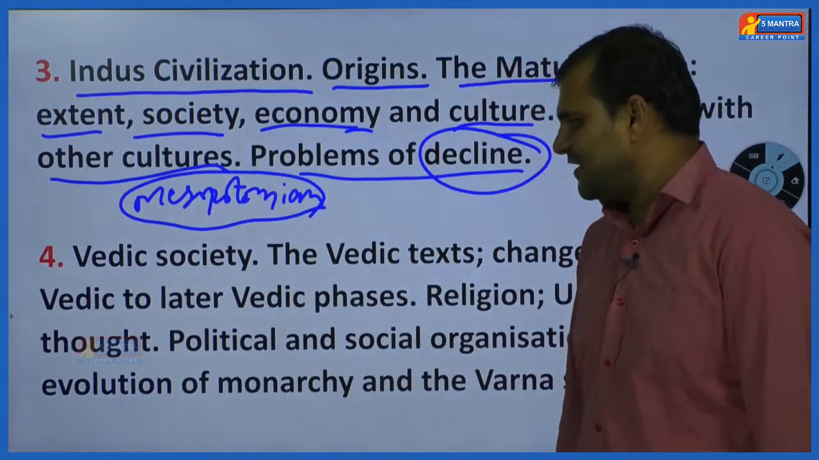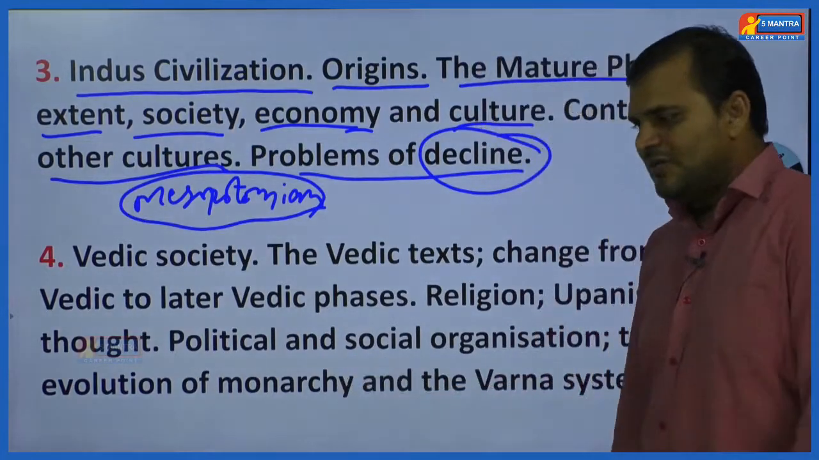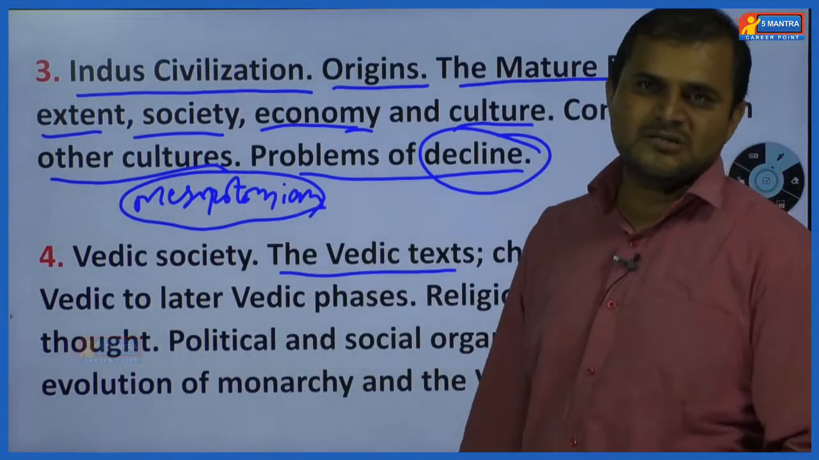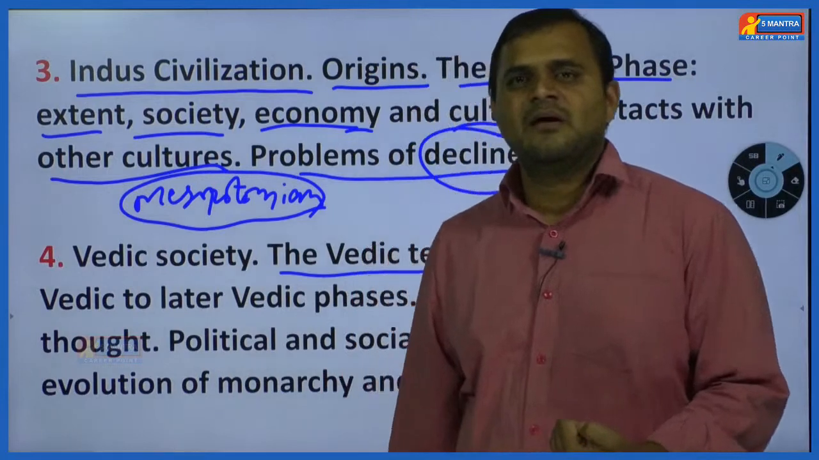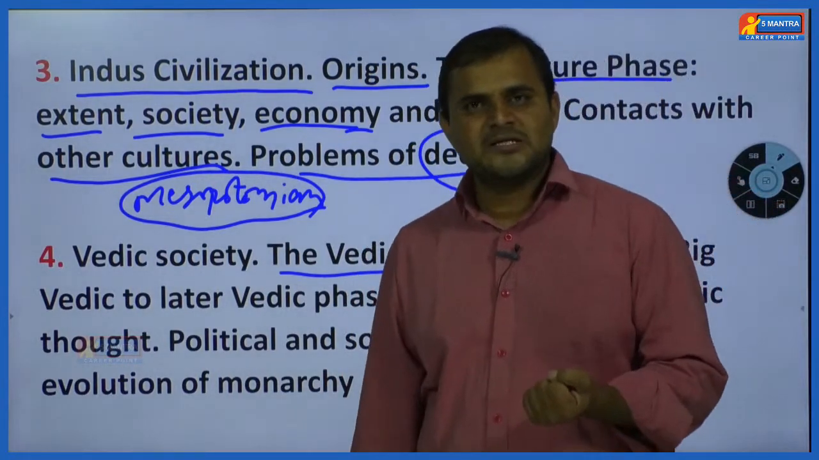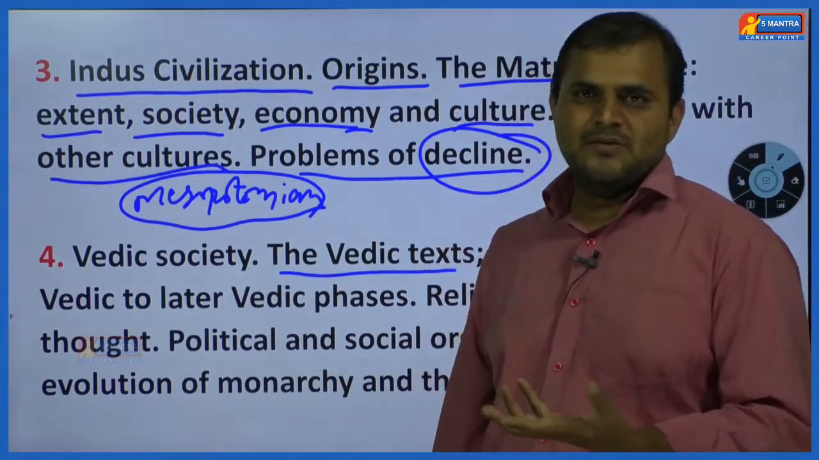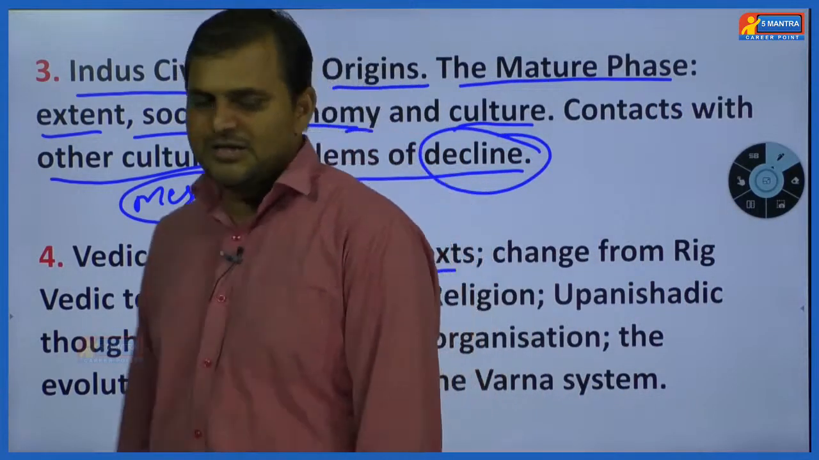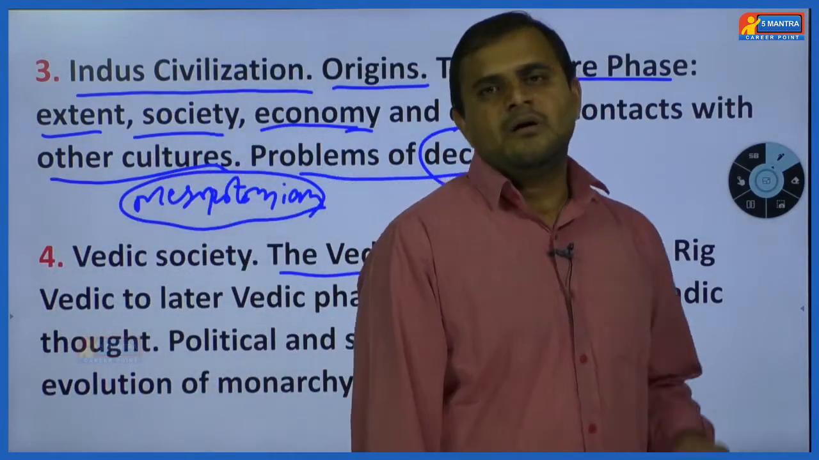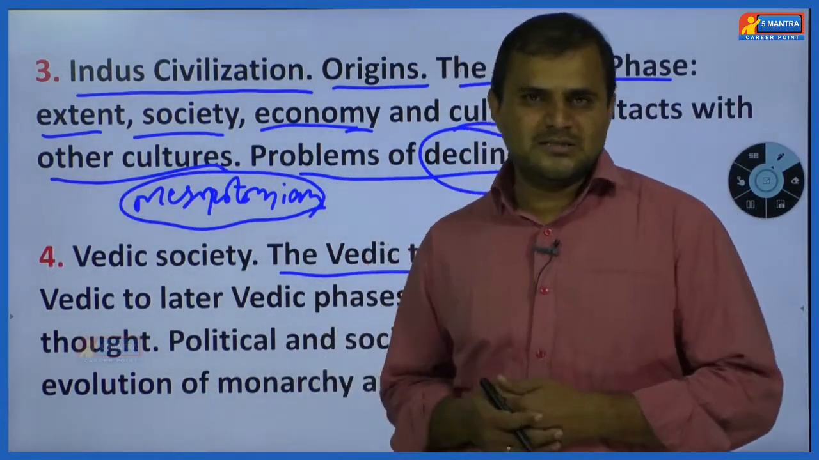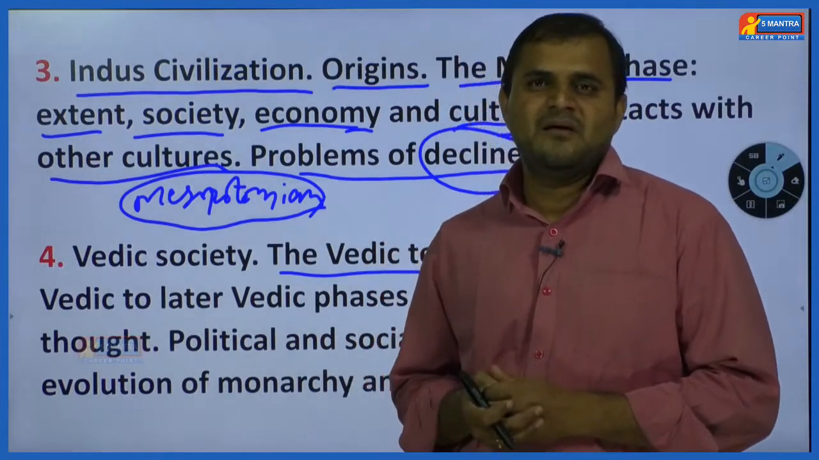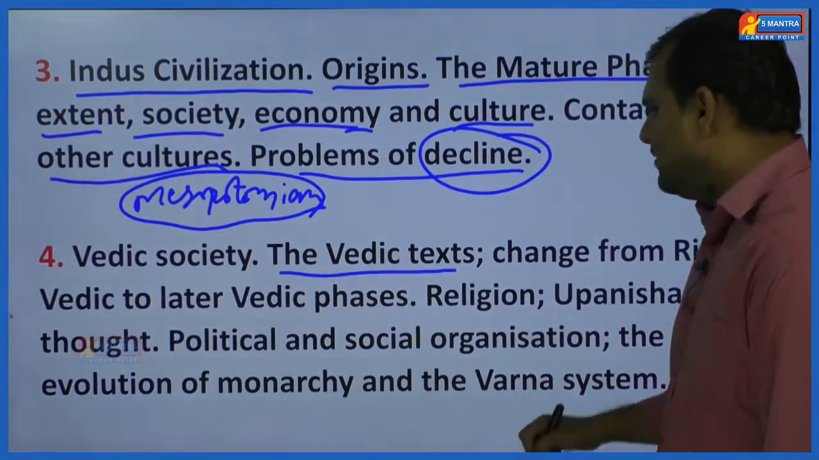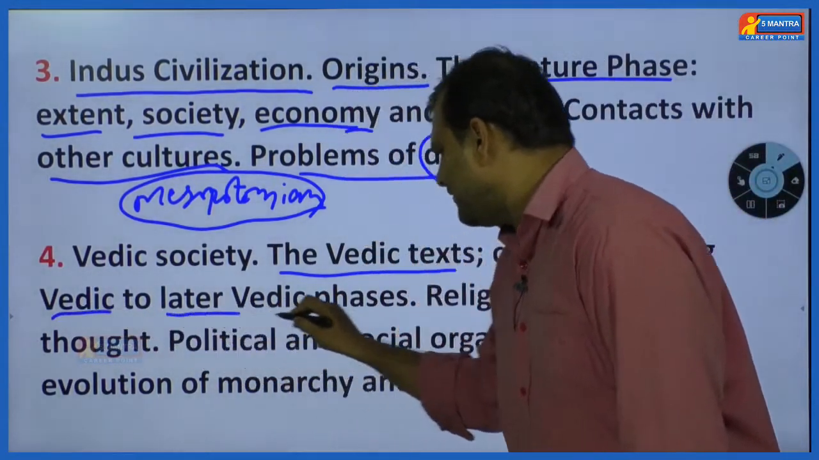And next chapter was Vedic society. Okay, in Vedic society, Vedic literature, Vedic text, Vedas, Upanishads, Aranyakas, Brahmanas, and Vedangas, Smritis, okay, Shrutis, Smriti literature, and Vedangas, Shaddarshanas, Upavedas, we discussed in this chapter, and Rigvedic period and later Vedic period.